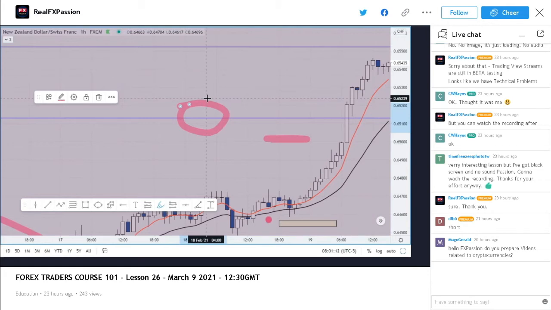What are we doing here in this Forex Traders Course 101? We are trying to build a strategy or a system. So when we are going to trade pivot point, support, resistance, define the rule: where am I going to profit take and how am I going to profit take, and I need to follow the rules. Make sense?